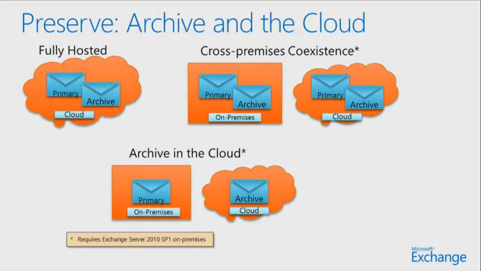Okay. Preserve, archive in the cloud. Fully hosted: your primary mailbox and your archive are both in the cloud. Cross-premise: your primary and archive mailbox can be on-premise or in the cloud, and then the archive in the cloud. So our primary mailbox is in Exchange on-premise, and this requires at least Exchange Server 2010 Service Pack 1, with the archive just in the cloud. So we have those capabilities to just add Office 365 for archiving features.